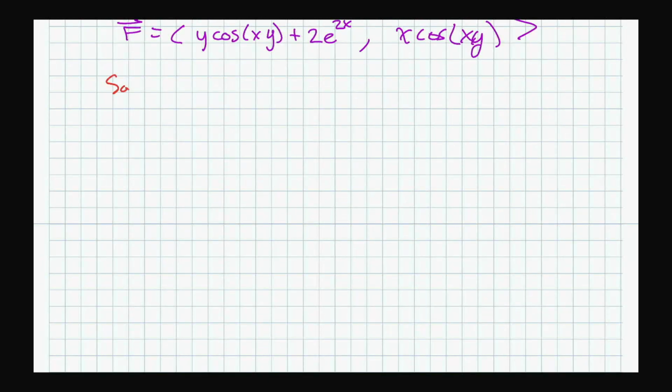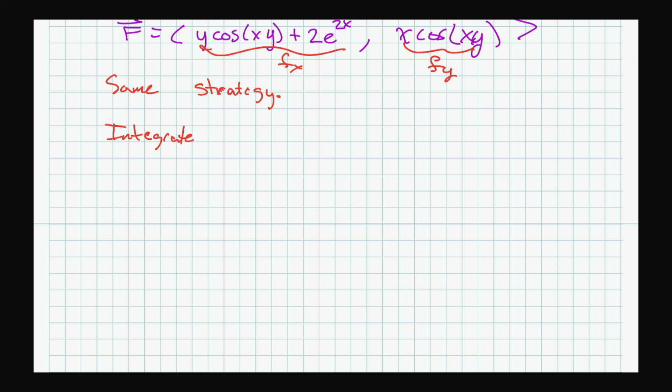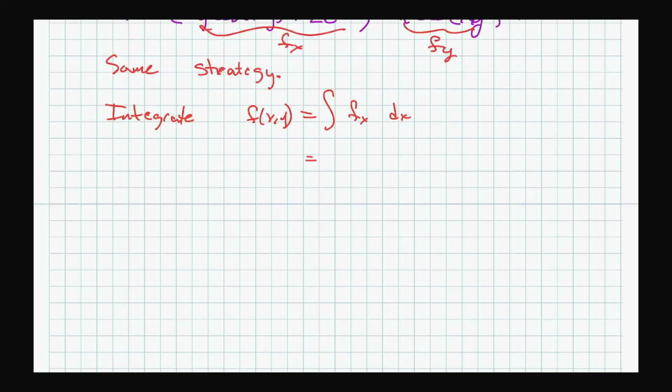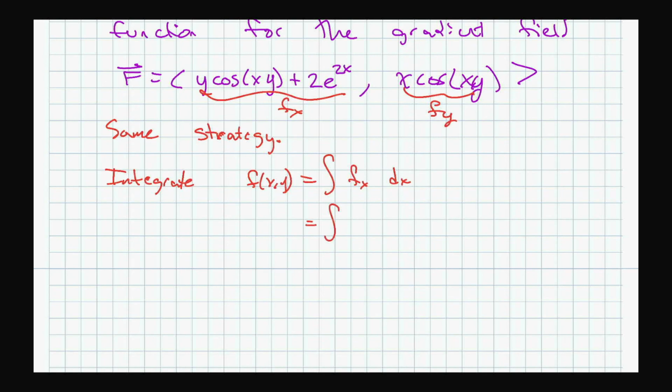So same strategy. The strategy is simply this. This must be fx. This must be fy. So we just integrate them appropriately. So f of xy must be the integral of fx dx. So we integrate with respect to x, y cosine xy plus 2e to the 2x with respect to x.